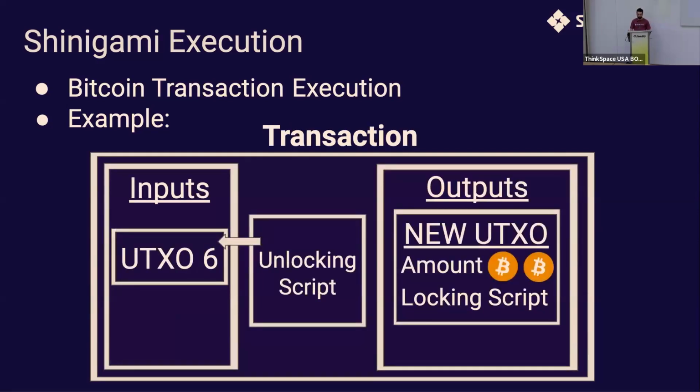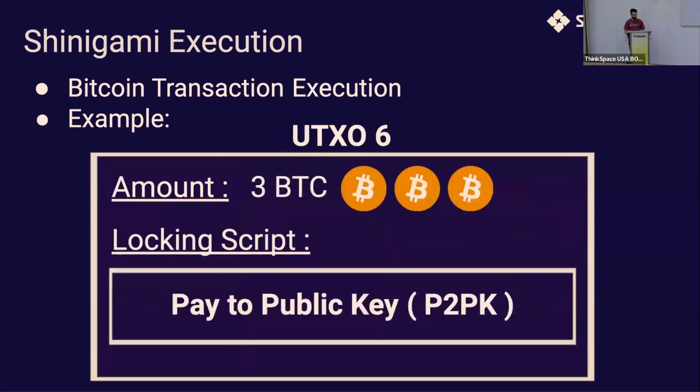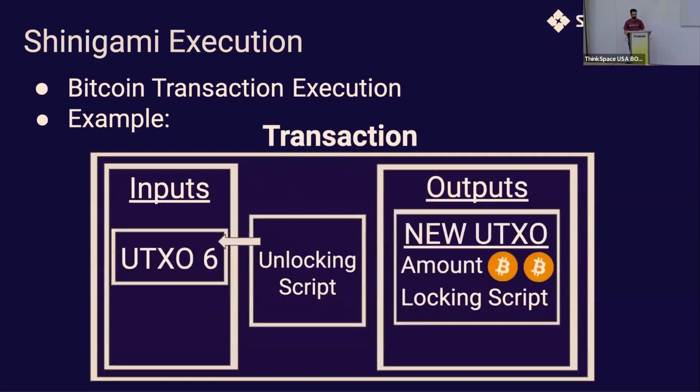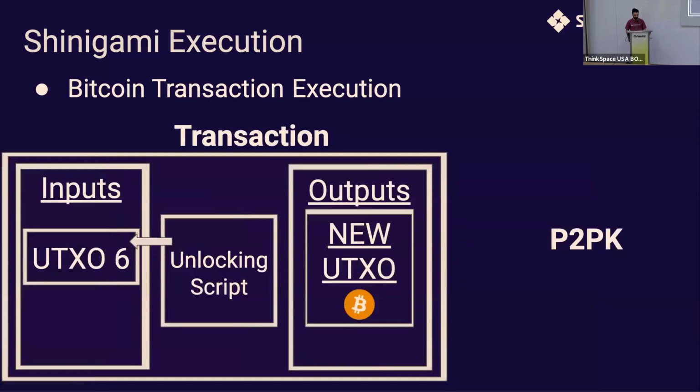Let's say you want to spend this UTXO6, so you'll send this transaction to the Bitcoin network, which consists of the inputs and the outputs. The input would be UTXO6, a reference to the UTXO that's in the Bitcoin state. You'll give the unlocking script, which is a separate Bitcoin script from the locking script that's in the UTXO, used to unlock the Bitcoin. And you'll give a new set of outputs, which will be a new set of UTXOs that you want to put into the state. Say, if it's another pay to public key, you'll have another UTXO with somebody else's public key in there so they can spend the Bitcoin whenever they're ready.